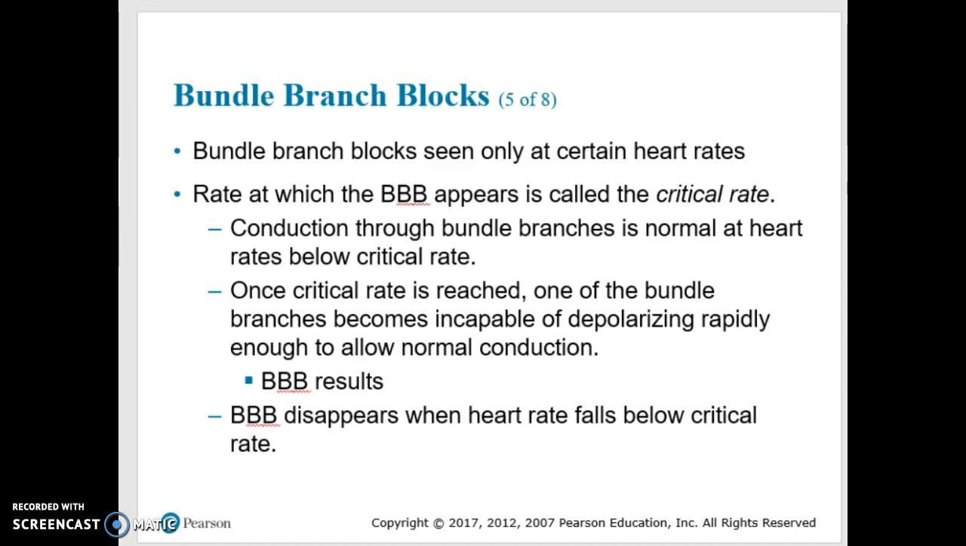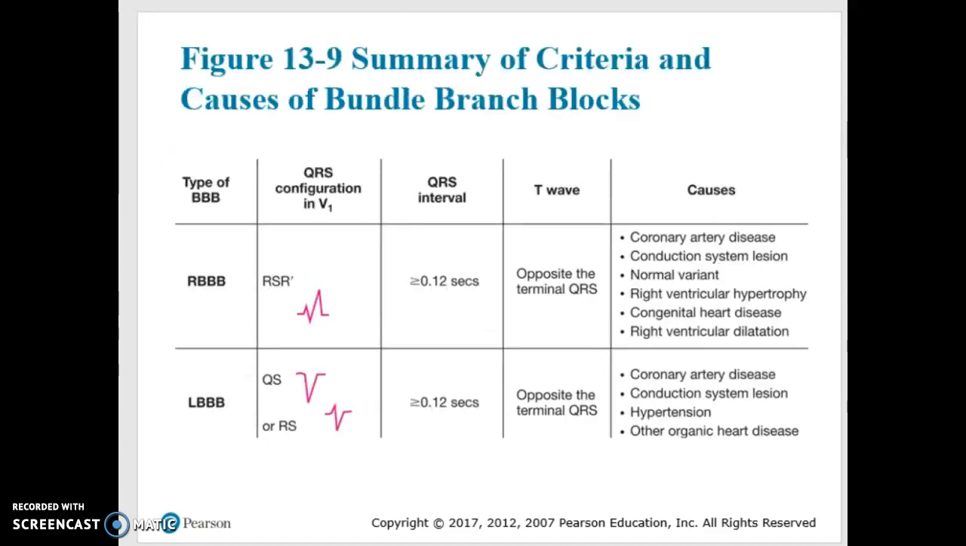Conduction through the bundle branches is normal at heart rates below that critical rate. But once that critical rate is reached, one of the bundle branches may become incapable of depolarizing rapidly enough to allow normal conduction. So you have a bundle branch block that occurs. But this bundle branch block disappears when the heart rate falls below that critical rate.